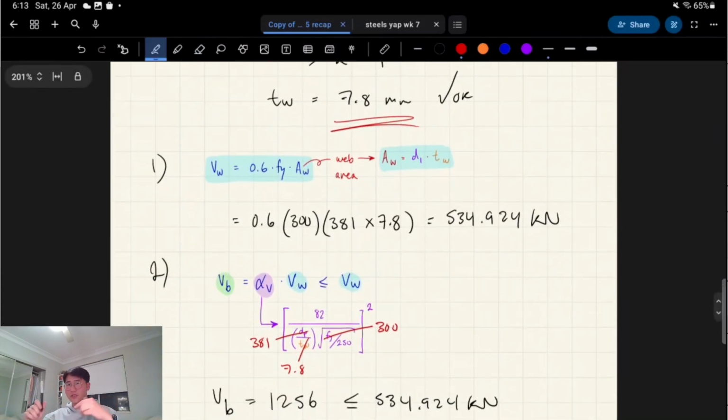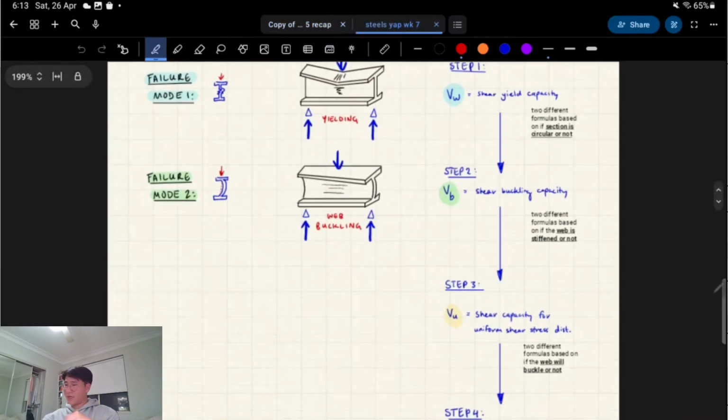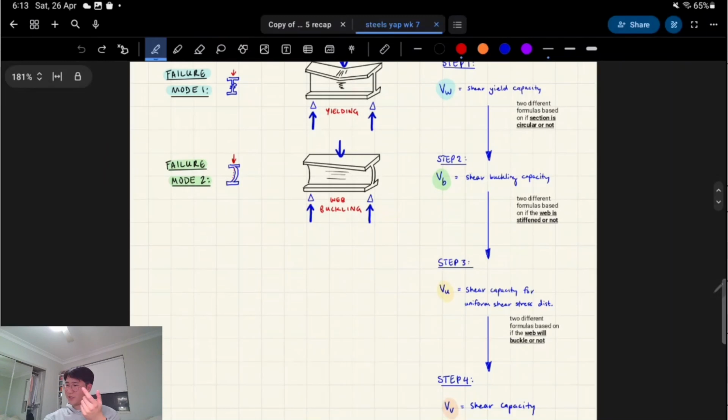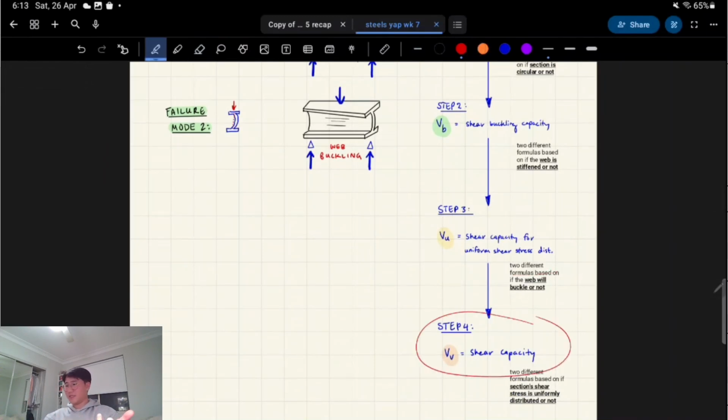Now we go through a bunch of checks for shear. The first check we have to do, let me show you on my shear notes, right? Looking on the right hand side here, we do a shear yield capacity check, followed by a shear buckling capacity check. We have to find what the shear capacity for a uniform shear stress distribution is before finally finding our final shear capacity.